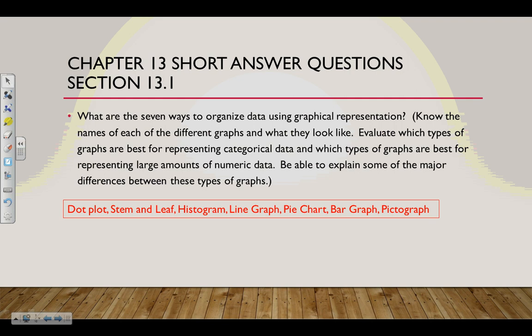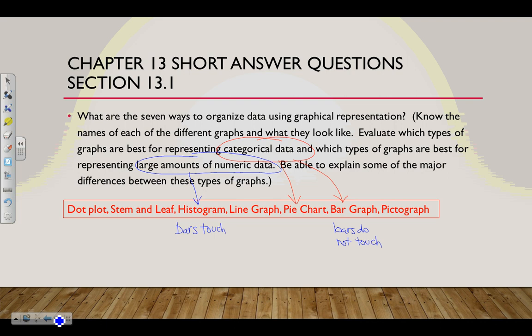And you need to tell me which types of graphs are best for representing categorical data. Now, categorical data is best represented by usually pie charts and bar graphs. Whereas, if you're representing large amounts of numeric data, that's usually best summarized by a histogram. Remember that in histograms, the bars touch because they are numeric intervals that bunch up and touch next to each other, whereas in bar graphs, the bars do not touch. You need to be aware of that.